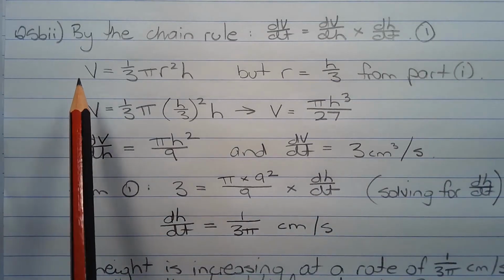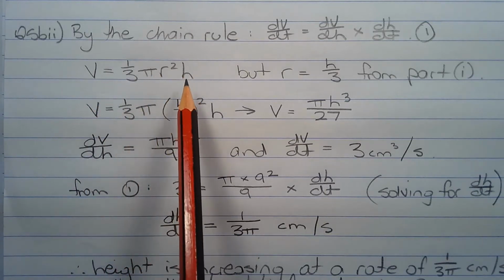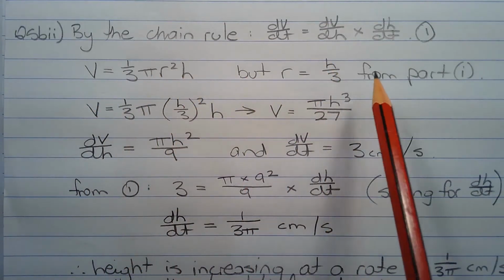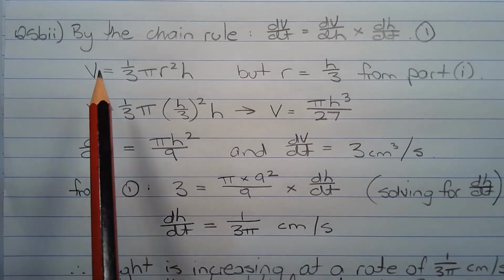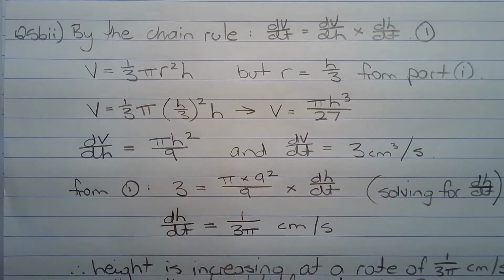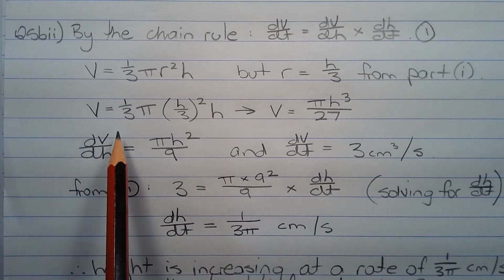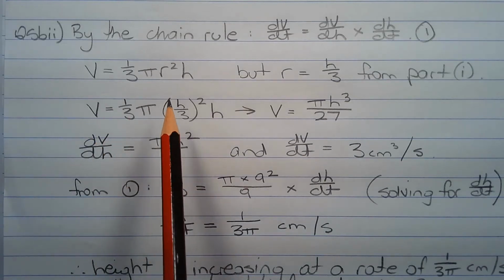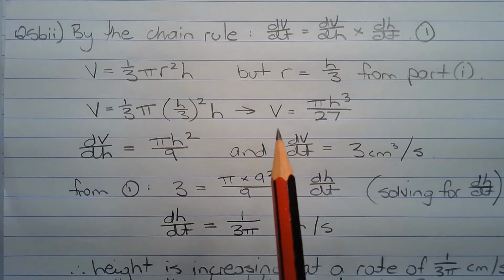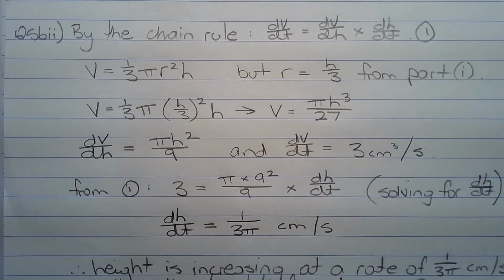Now the volume of water in the cone is given by the formula V equals 1/3 pi r squared h. But r is equal to h over 3 from part 1. So expressing V in terms of h, we can eliminate the r by replacing r with h over 3. So the volume V can be expressed entirely in terms of h. So V is equal to 1/3 pi times (h over 3) squared times h, which simplifies to V equals pi h cubed over 27.